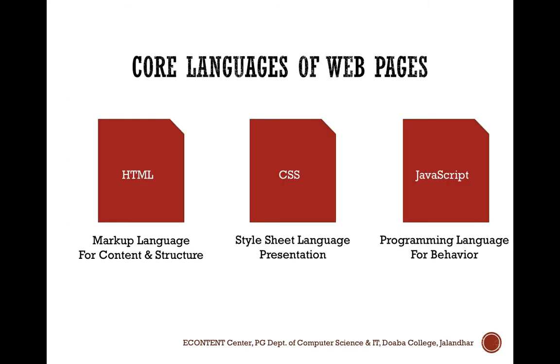Now, JavaScript got very popular. It became one of the core languages of web pages. As you know, web pages are basically written in HTML. HTML, hypertext markup language, is a markup language for content and structure. Content and structure means how many divs there will be, how many paragraphs there will be, adding text to HTML pages, and adding images to HTML pages. You can do all these things through HTML.